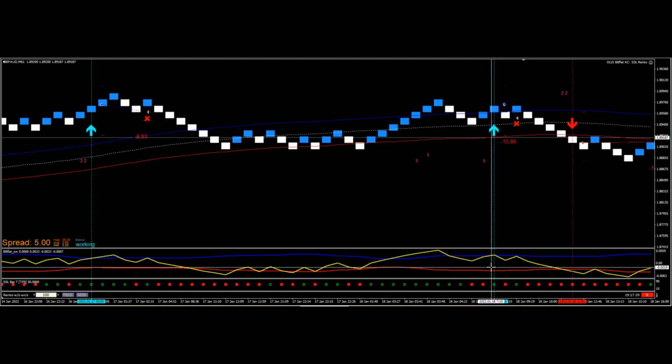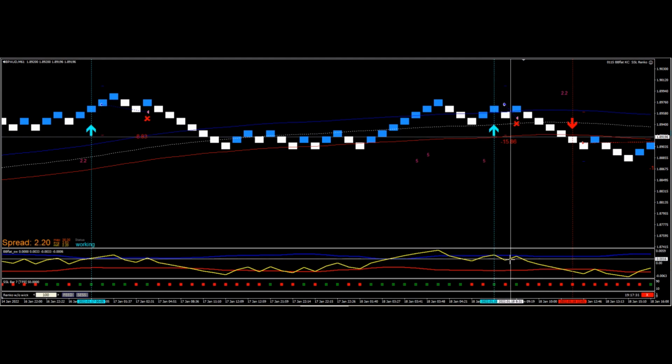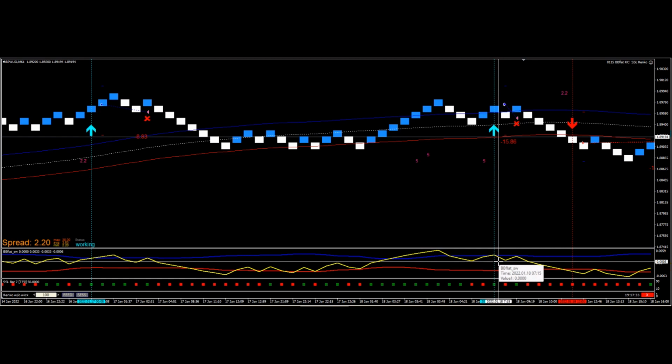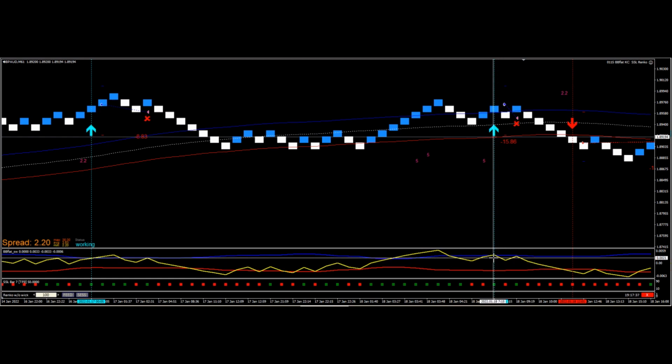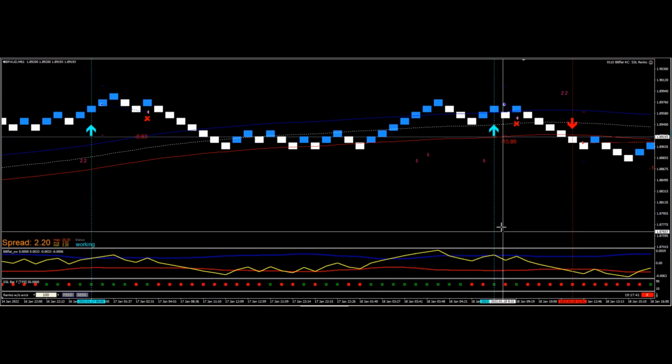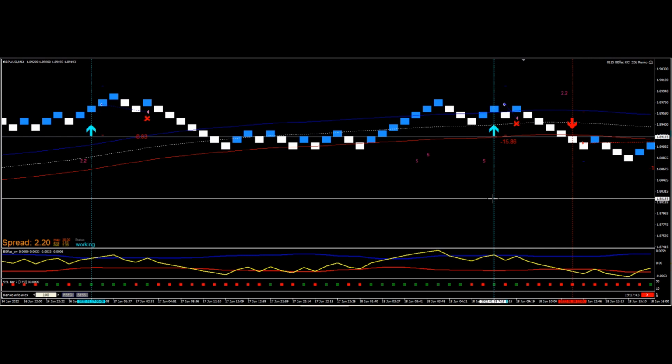Now this one, if I was looking at this just manually, I probably wouldn't have taken it because it doesn't look like it's crossed. But according to the EA, which of course has very, very detailed monitoring, it did cross. So it opened for us.